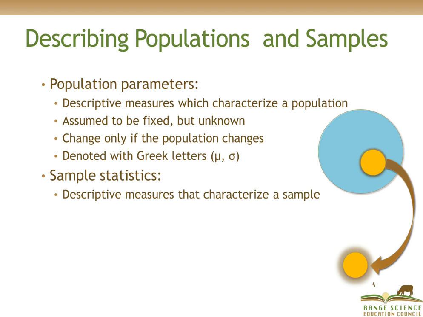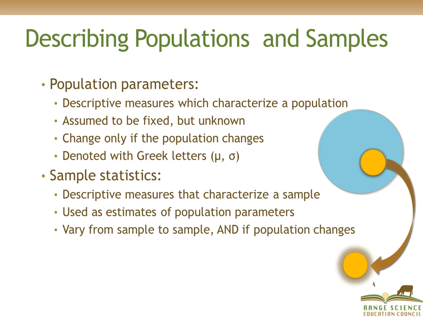Sample statistics mirror population parameters. They are descriptive measures that characterize a sample. They are used to estimate population parameters. Now, sample statistics can vary from sample to sample. Remember, there's an infinite number of samples that we can choose out of populations. And they also can change or vary if the population itself changes. Sample statistics are denoted with Roman letters.